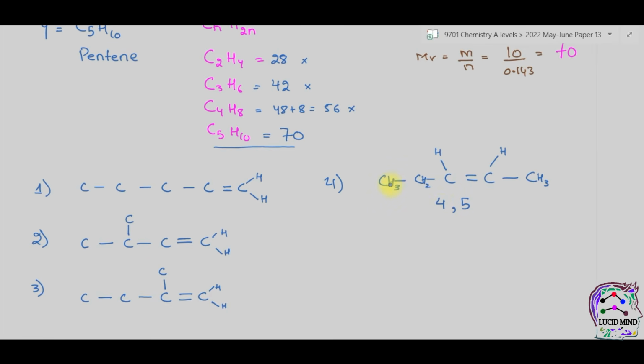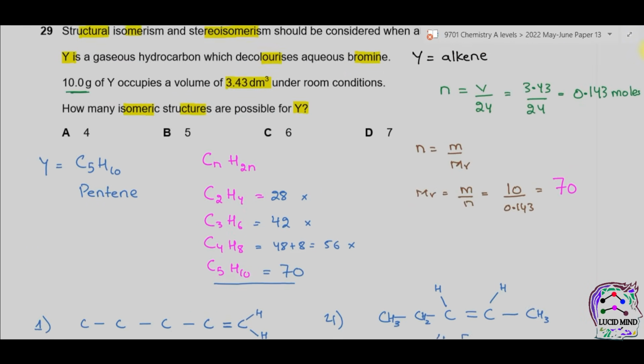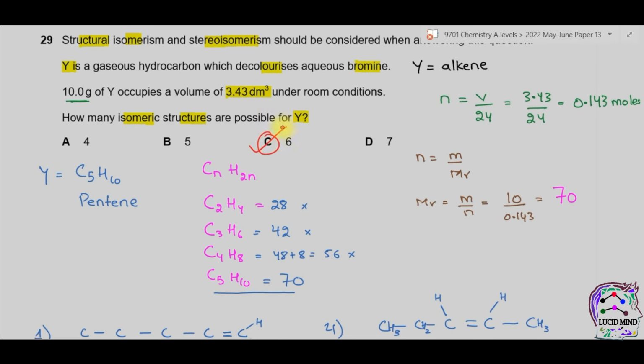Let's try to attach this carbon to this carbon atom. So we can have C double bond C, hydrogen atom, and CH3, and CH3 and CH3. Now we can say that the double bonded carbon is attached to similar groups. So cis trans is not possible, but this is one of the isomers. So 1, 2, 3, 4, 5, and 6. So overall 6 isomers are possible for Y. So the answer should be C.